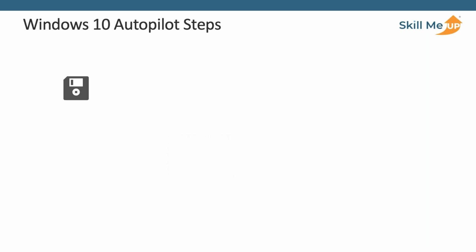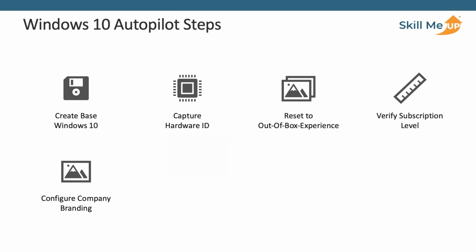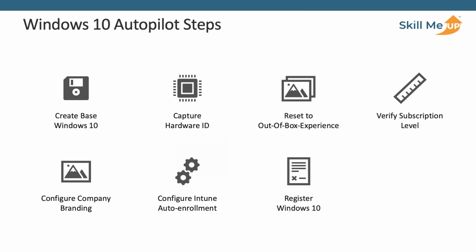So what are the steps for Windows 10 Autopilot? Well, we create the base Windows 10 that we need. We capture the hardware ID of the device. This can often be done if you're going to purchase bulk devices, you can have them get the hardware ID from there. We then reset whatever's on there to the out-of-the-box experience. We're then going to verify the subscription level that's required. And then we'll configure any of the branding for your organization, any messaging that needs to come up. You'll then configure the Intune auto enrollment process. You'll also then register the Windows 10 device, and then you'll create and assign a deployment profile. So these are the Windows 10 Autopilot steps.